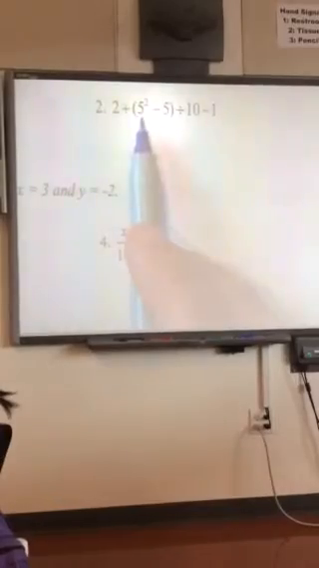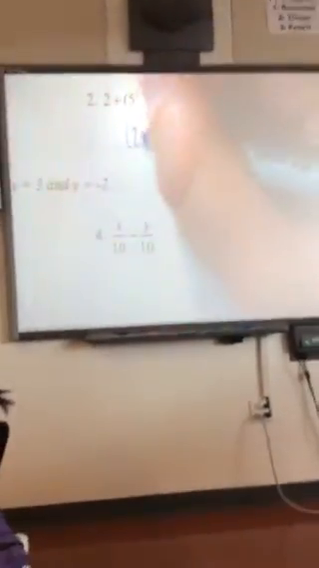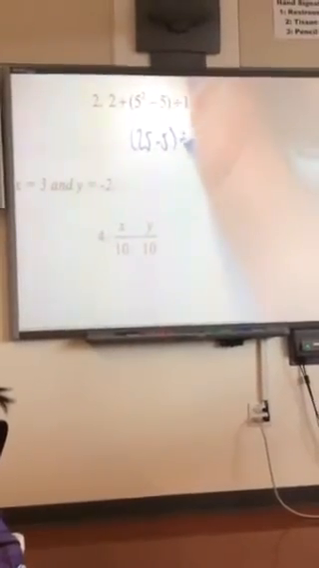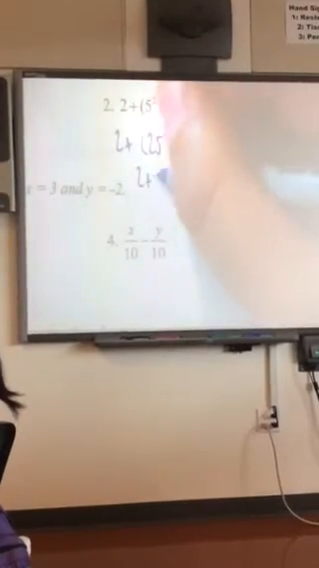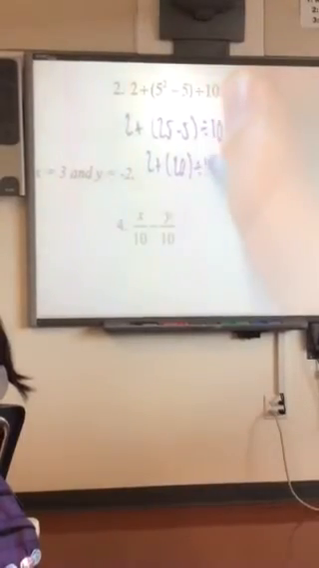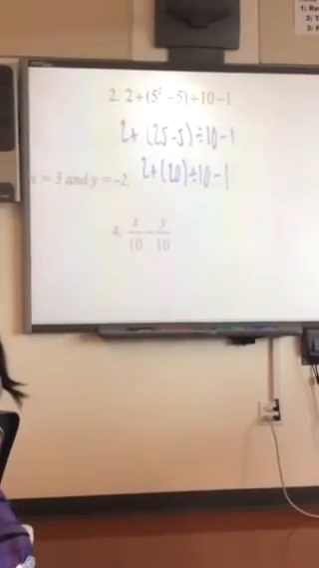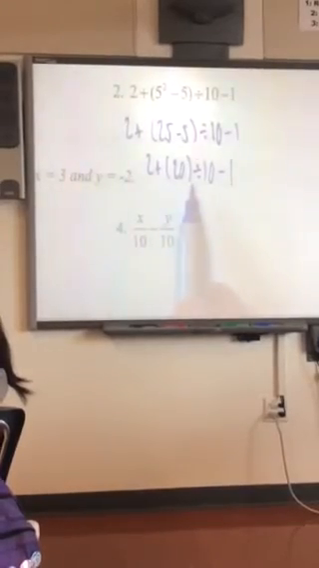So first I'm going to do the exponent. That 5 squared is 25 minus 5. And then I'll be able to take care of the rest of that in there. So I get 2 plus 25 minus 5 is 20, divided by 10 minus 1. Now I've got 2 plus 20 divided by 10 minus 1.